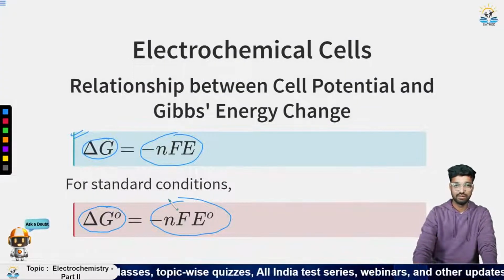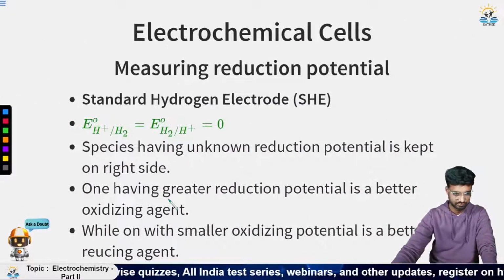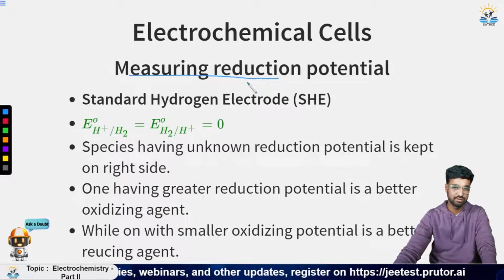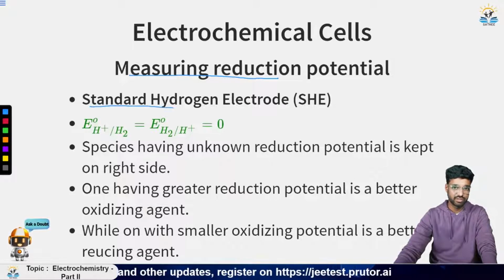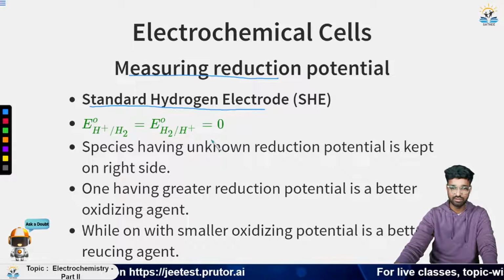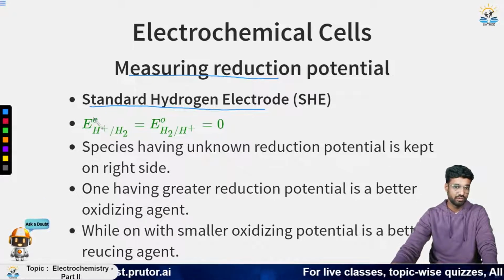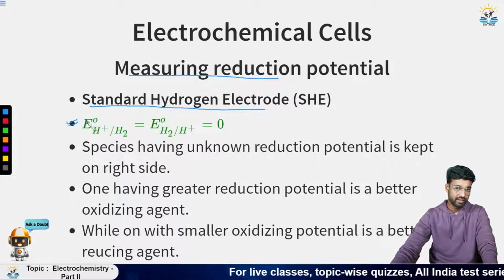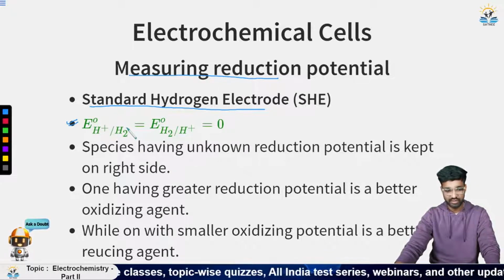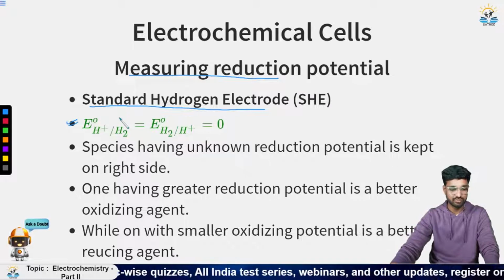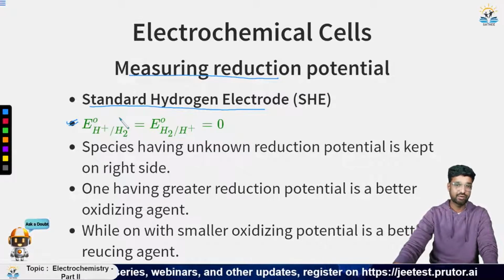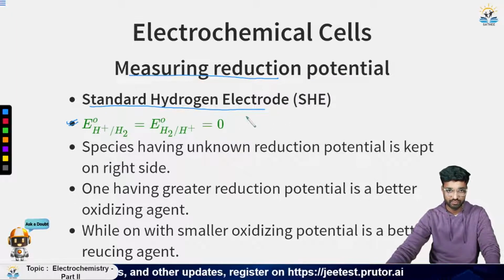Now let us move to how to measure the reduction potential. We measure the reduction potential using a standard hydrogen electrode. We'll see what it is in a later slide, and we have put an image also. The key point is the electrochemical series. What is the electrochemical series? It is basically a series which consists of the reduction potentials of all the elements that we know, and we take hydrogen as the standard one whose value is 0.